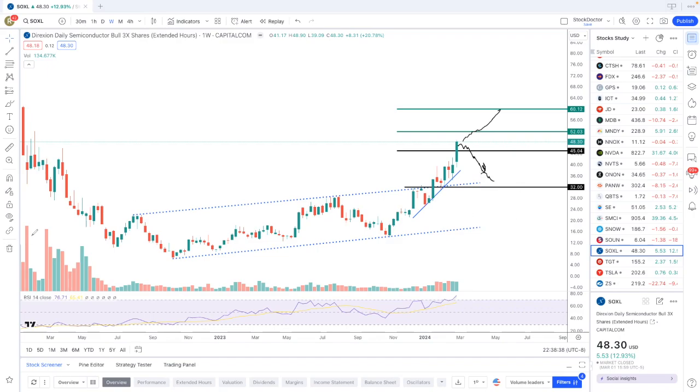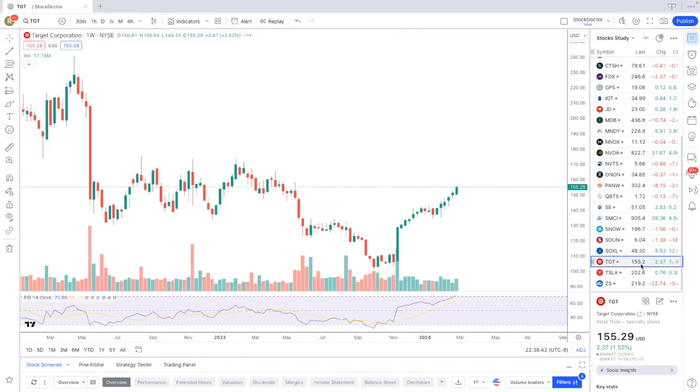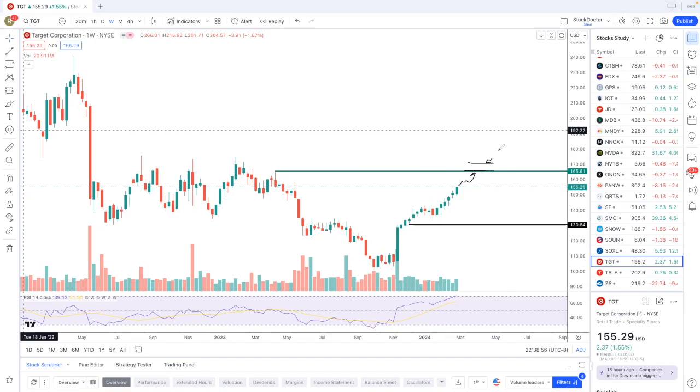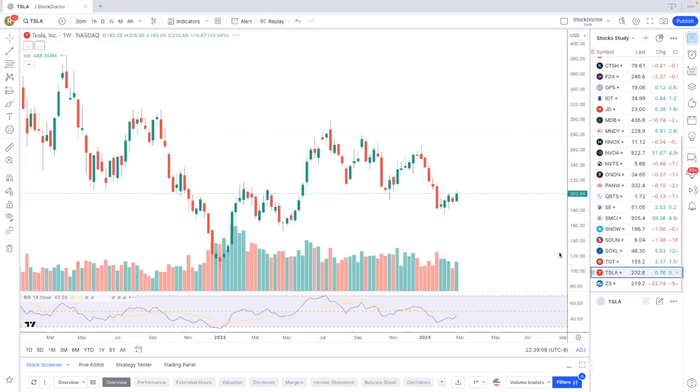The next stock we have is Target. What is the target of Target? Target is on its way to go towards 165. If it manages to trade and sustain above 165 to 170 levels, then you are going to see 200 levels coming very soon. And it has a support around 130 levels. So one can hold this stock with the stop loss of 130.